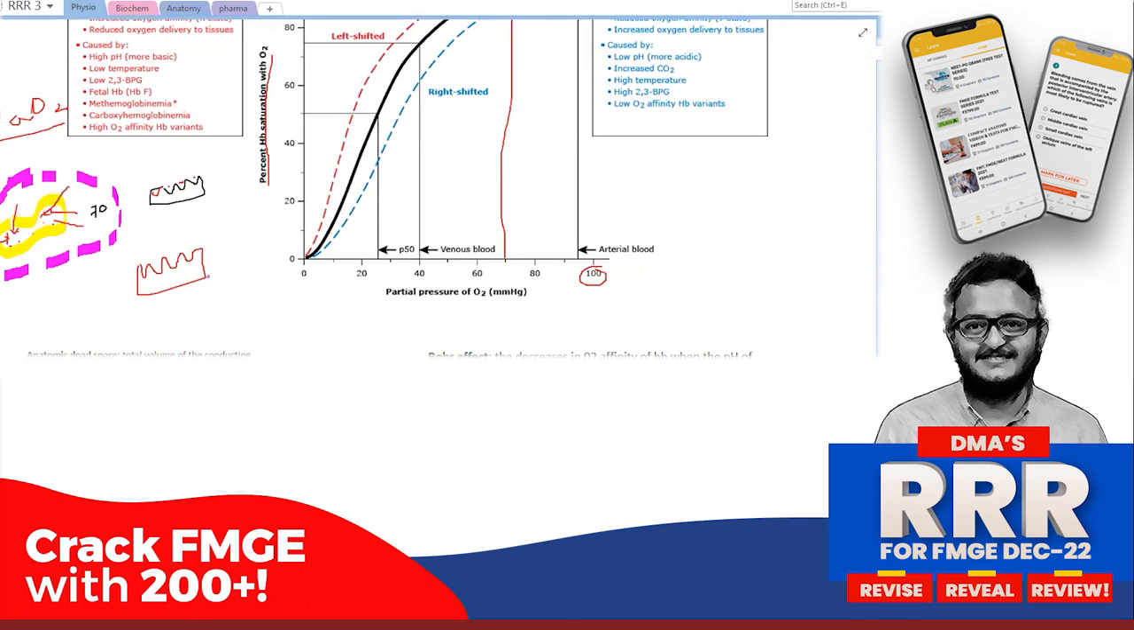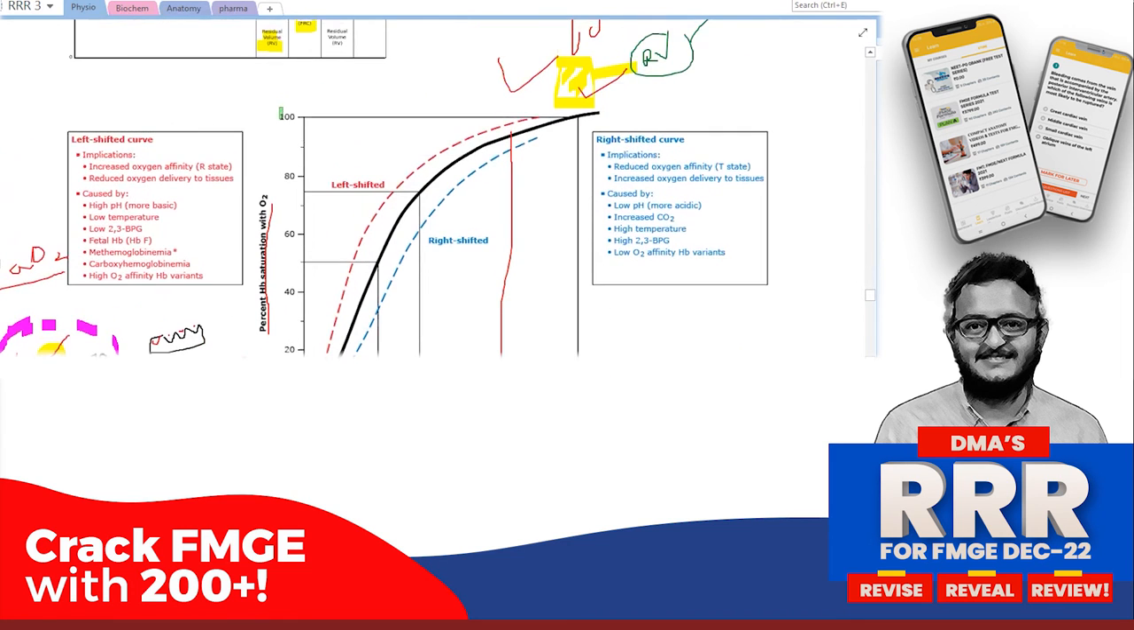To fill this empty pocket, I need partial pressure of oxygen. That is the PaO2, partial pressure of O2. How much O2 do I need? Usually I told you I will need around 100. But even at 70, they will be completely filled. That will be around 95%, you can say.